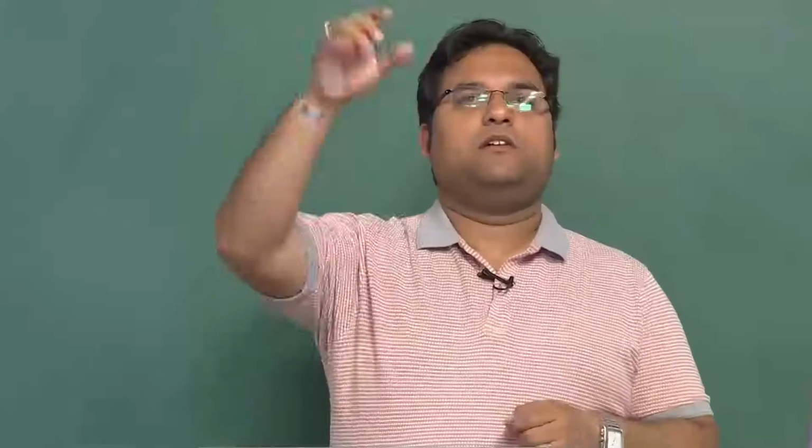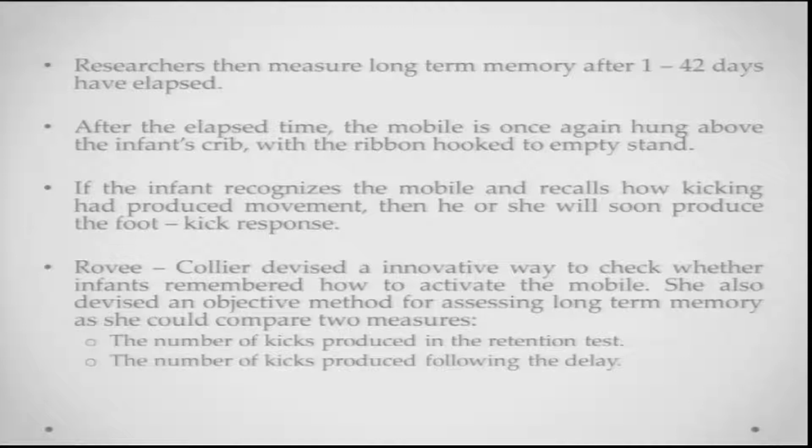Now, again the mobile is moved and the ribbon is tied to the empty stand in order to measure whether the infants remember that they have to make this kicking movement to start the revolution. Researchers then measure long-term memory after 1 to 42 days have elapsed. After the elapsed time, the mobile is hung again above the infant's crib with the ribbon hooked to the empty stand. So, that is done.